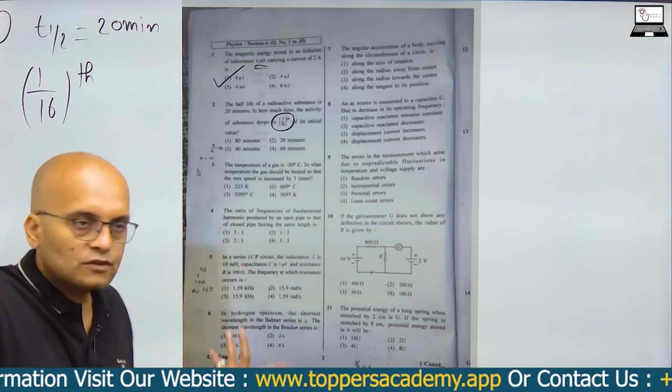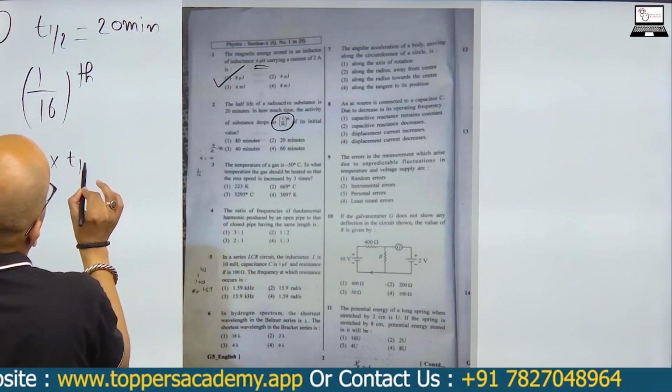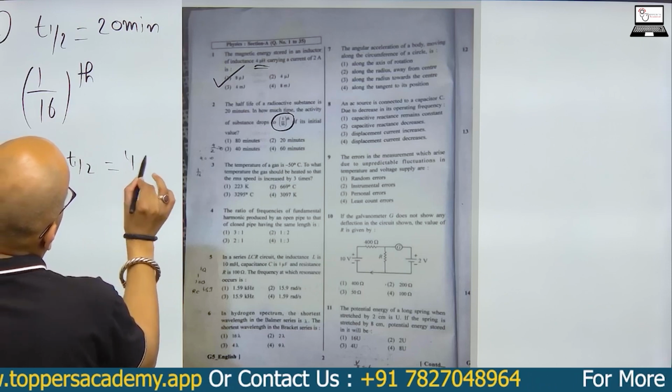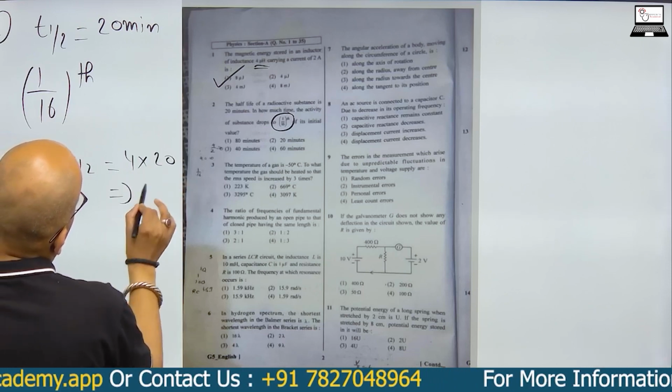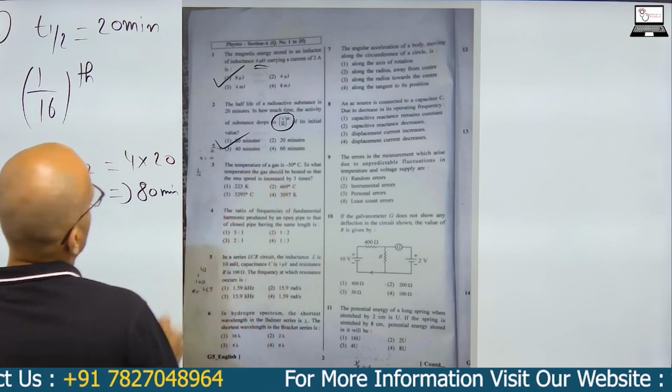So 4 half-lives means 4 into T half, that is 4 into 20, 80 minutes. Direct question it was. Most of the questions are direct here.